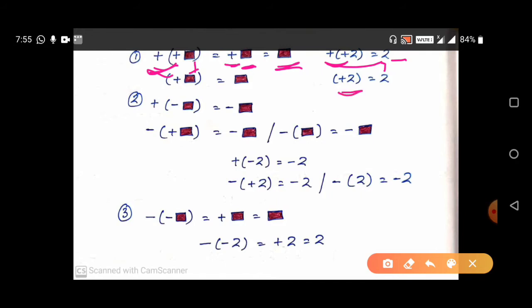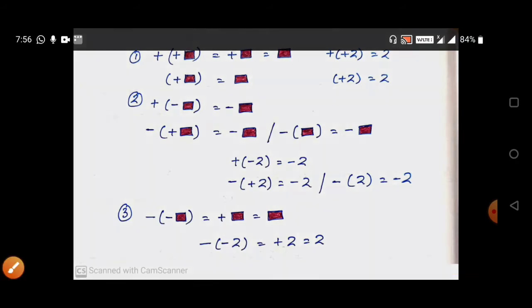And if it is written within bracket plus 2 only, then outside the bracket nothing is given. If nothing is given, then there is a positive sign. So again plus into plus is plus, so it will be 2. Now if outside the bracket plus and inside the bracket minus something is given, plus into minus will be minus. In the same way, if outside the bracket minus and inside the bracket plus, then minus into plus will be again minus. It can be written as minus within bracket a number.